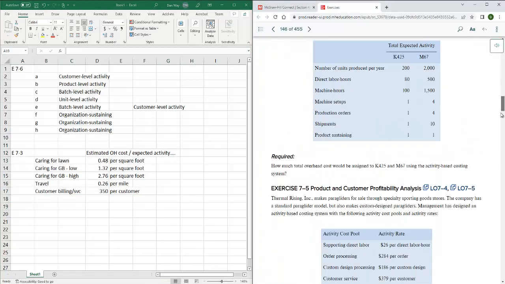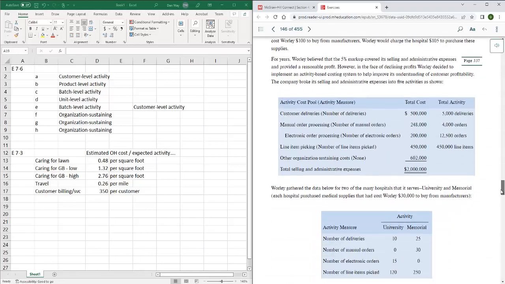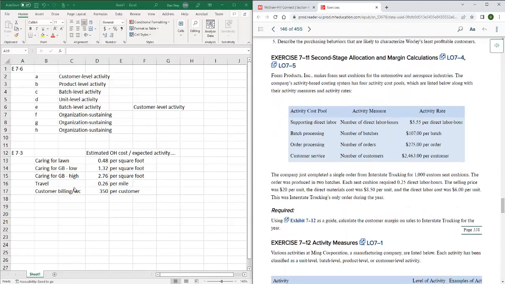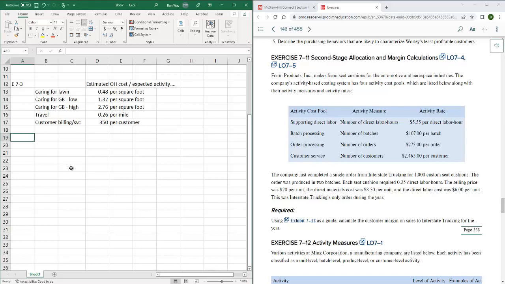Okay, now I'm going to jump down the page a bit to exercise 7-11. And now we'll actually get to assign some overhead costs and come up with some profitability or margin calculations here. So 7-11 said Foam Products Inc. makes foam seat cushions for the auto and aerospace industries. The company's activity-based costing system has these 4 activity cost pools listed with our activity measure and then that activity rate. So what we had just calculated in the previous exercise, essentially.